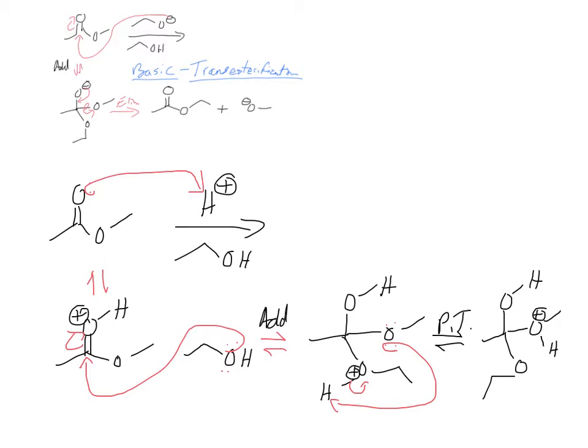Now this next step, now we have a better leaving group. These electrons come down. The better leaving group leaves, the protonated one. We want to make sure we're always balancing our charges as we go. So now we've made the ethyl ester. We've also made methanol. And then the last step, we're going to regenerate our catalyst, right?